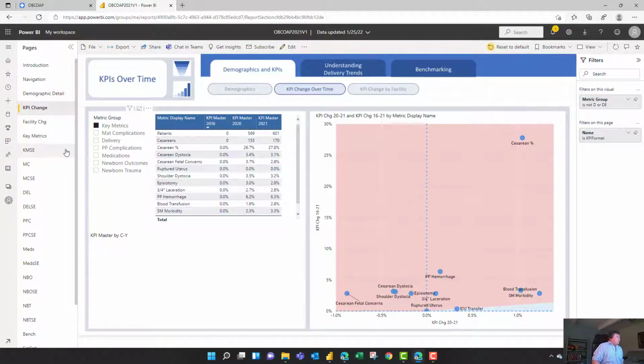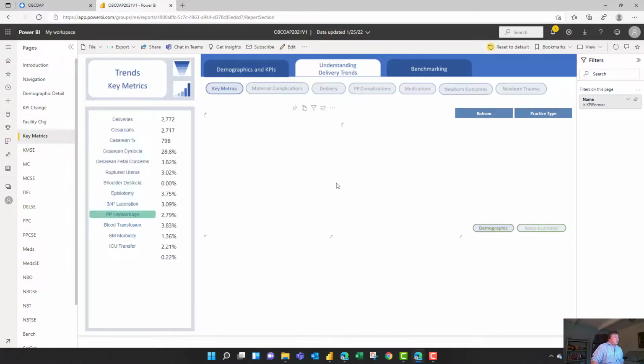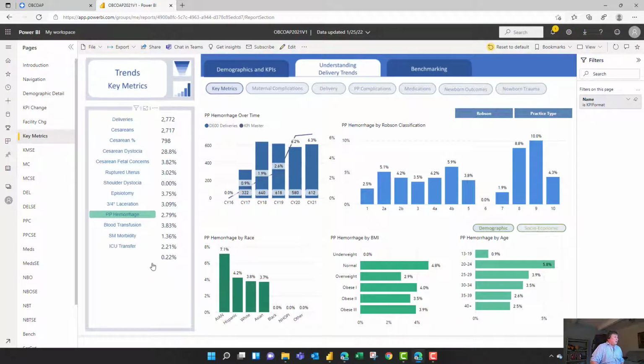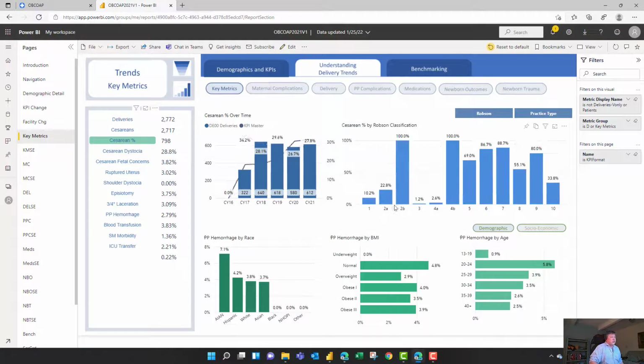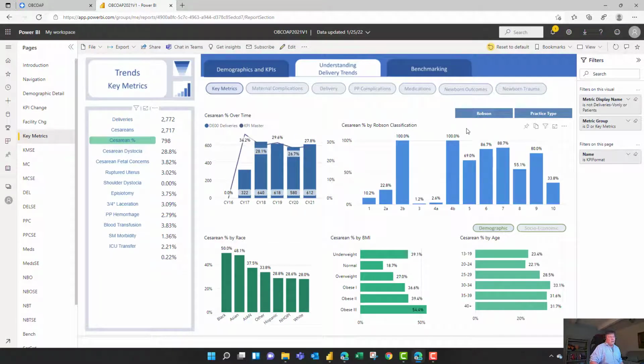If we jump into the understanding delivery trends view, this is exactly the same as it was in last year's version, but there's one exception. One of the most interesting things that I did last year was to do a deep dive on the Robson classification system for cesarean section. And I thought that there was a ton that was worth exploring, not just for cesarean rate. So here we have the cesarean percentage rate, and this is how Robson is typically used. But also, I thought there was just a ton to see if we started to look at other metrics.